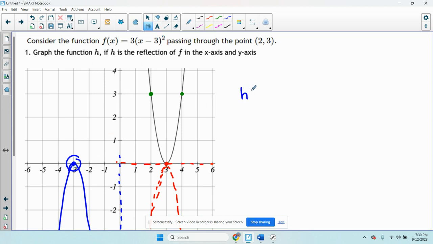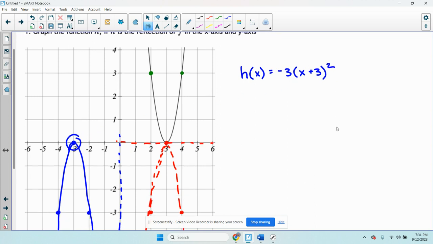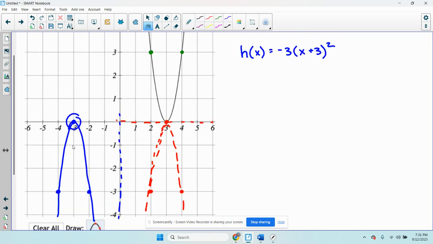So it looks like my equation is going to be h of x equals -3, because I'm now opening down. I flipped it about the x-axis, -3 times (x plus 3), because now I'm shifted 3 units to the left, squared. So that is going to be the equation of my new blue parabola.